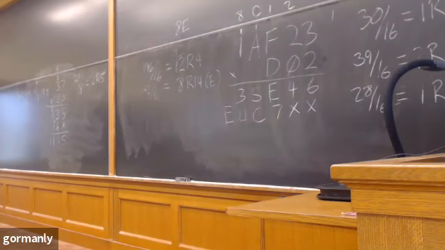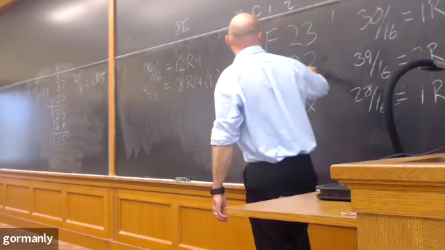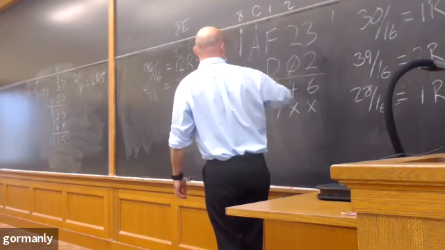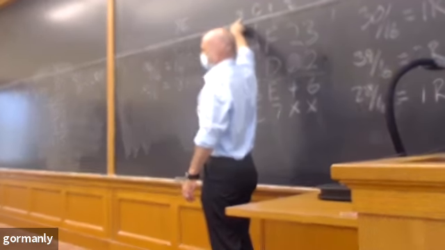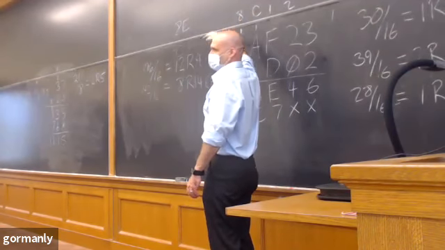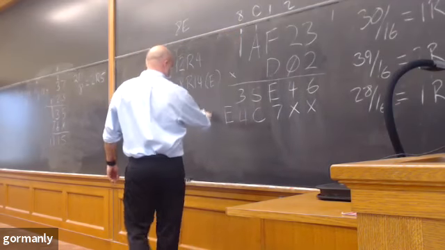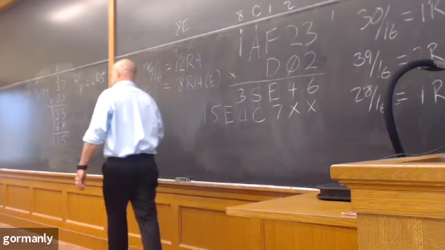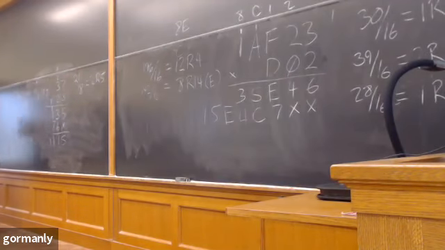All right, so now we have the last piece of this, which is D times 1, or D2. D times 1 is 13, plus 8 is 21, divided by 16 is 1 remainder 5. Sorry if I'm going quick now, but 21 in decimal divided by 16 is 1 remainder 5. I got that.